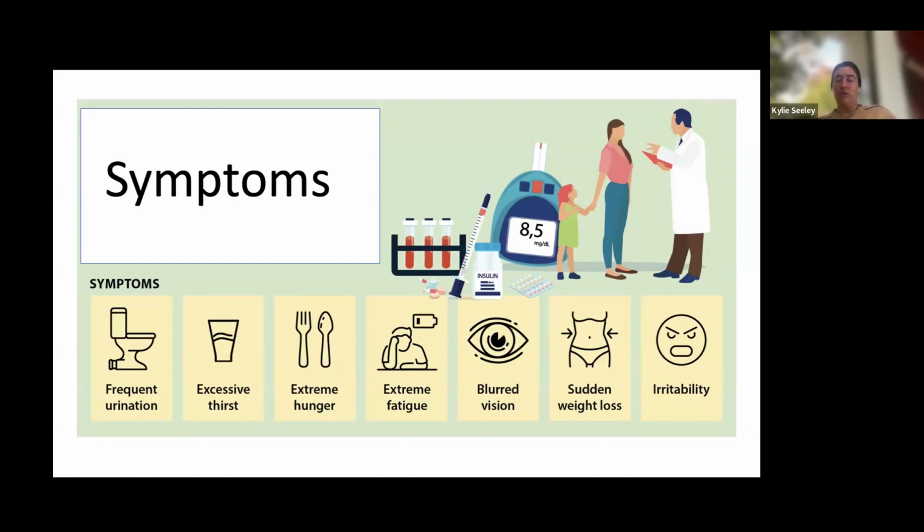And so they feel very hungry. Their body's trying to tell them that they need to eat more because they need more energy available. But even when they do that, they're not able to use that energy. And then the high sugar levels can also make you feel very tired, irritable, and can lead to blurry vision.